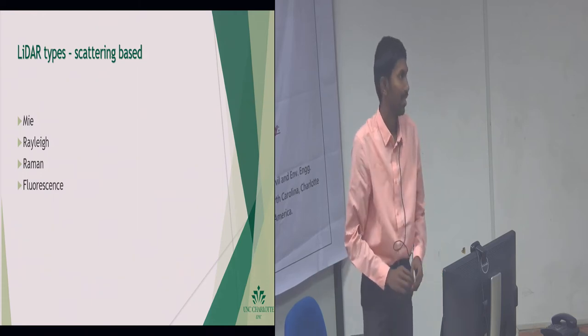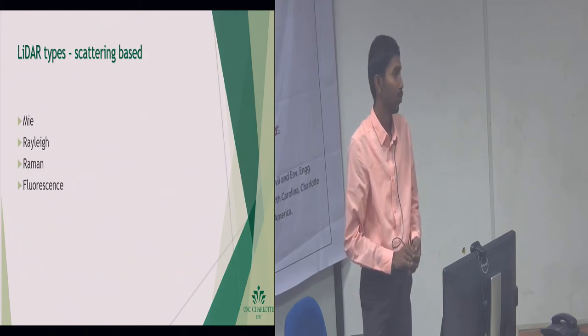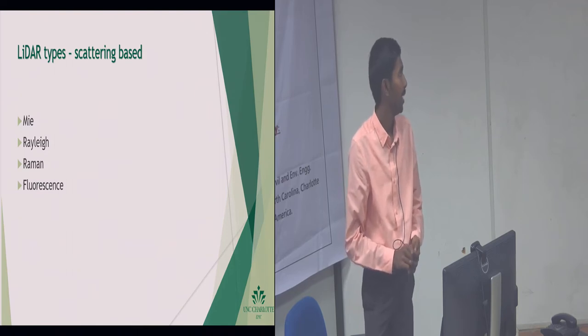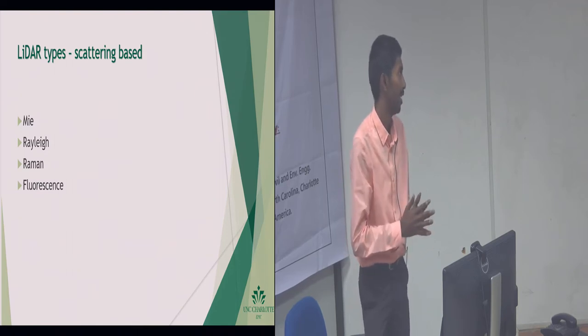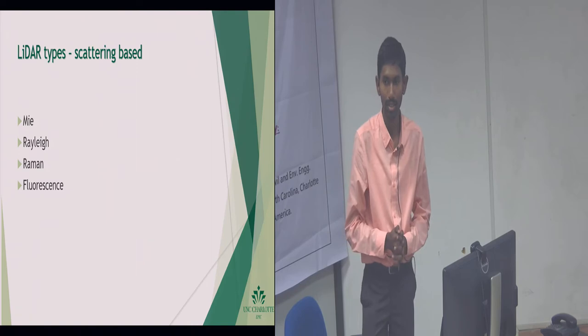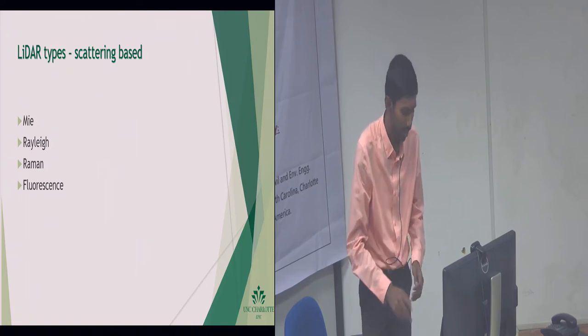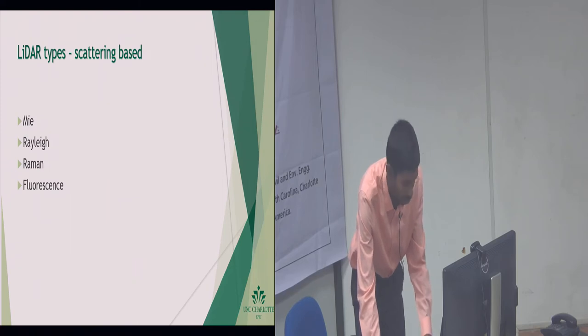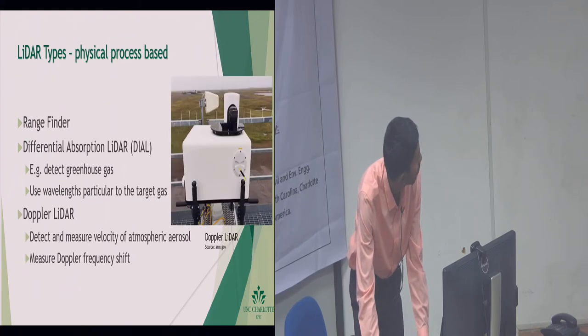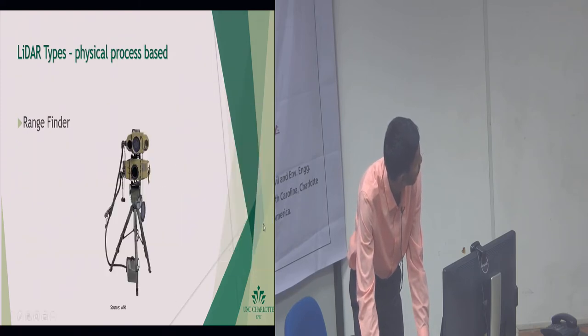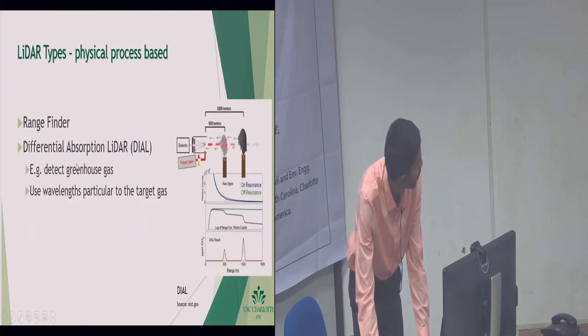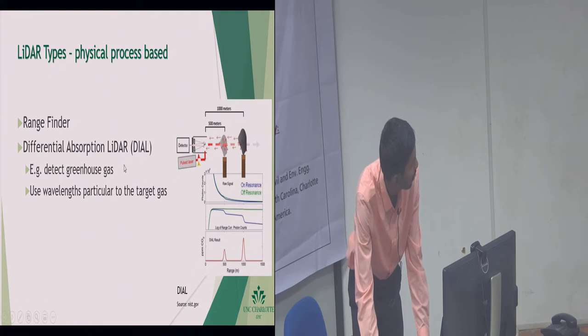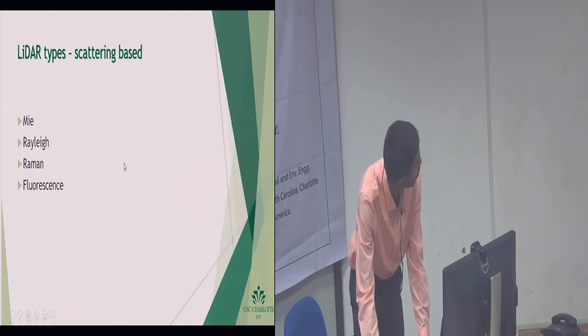Depending on the scattering type, we have four more LiDARs: Mie scattering, Rayleigh scattering, Raman scattering, and fluorescent scattering. These are used in their respective uses. Say, for example, this here is normal reflection. The differential absorption LiDAR probably uses the Mie scattering.